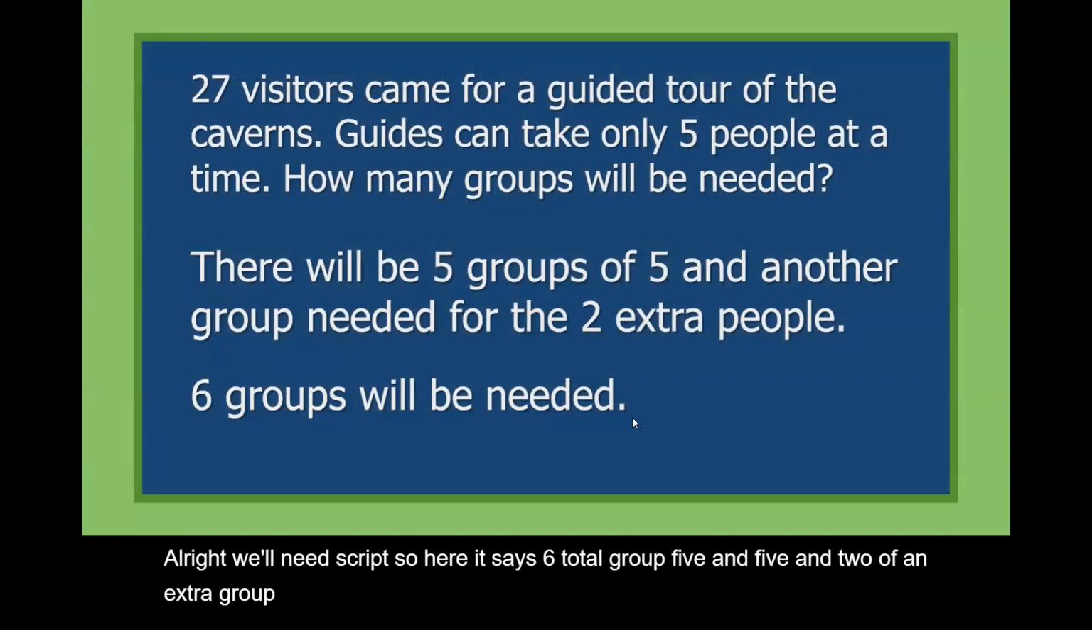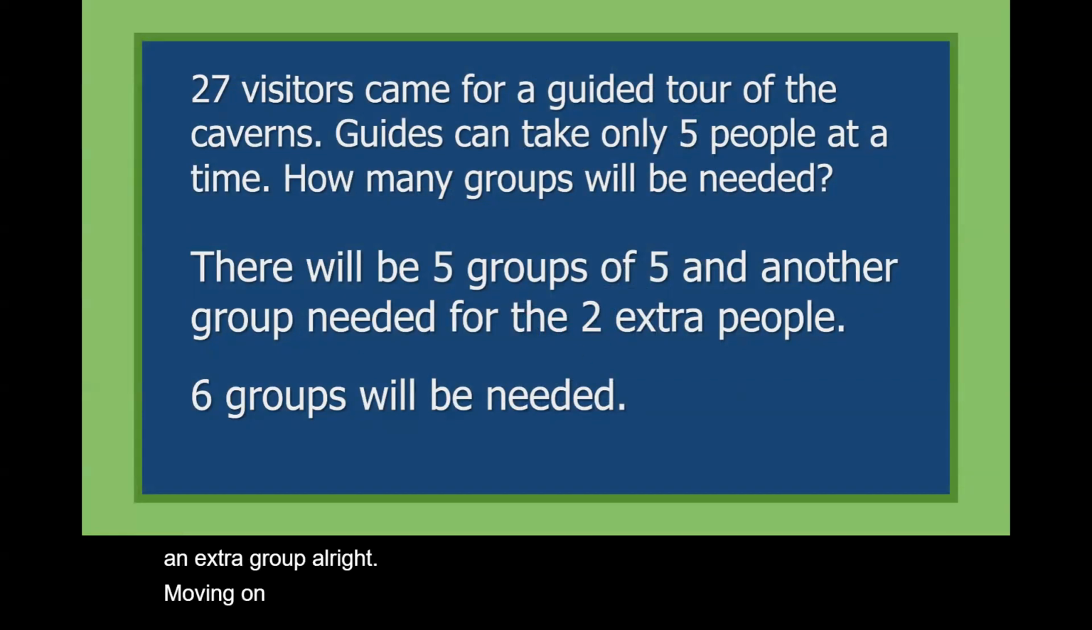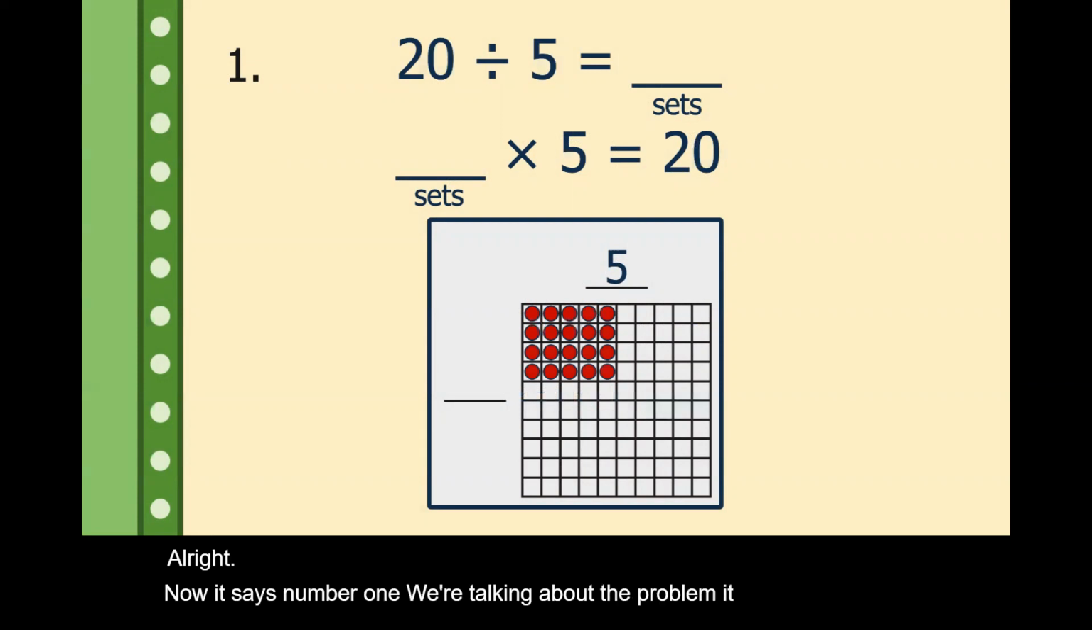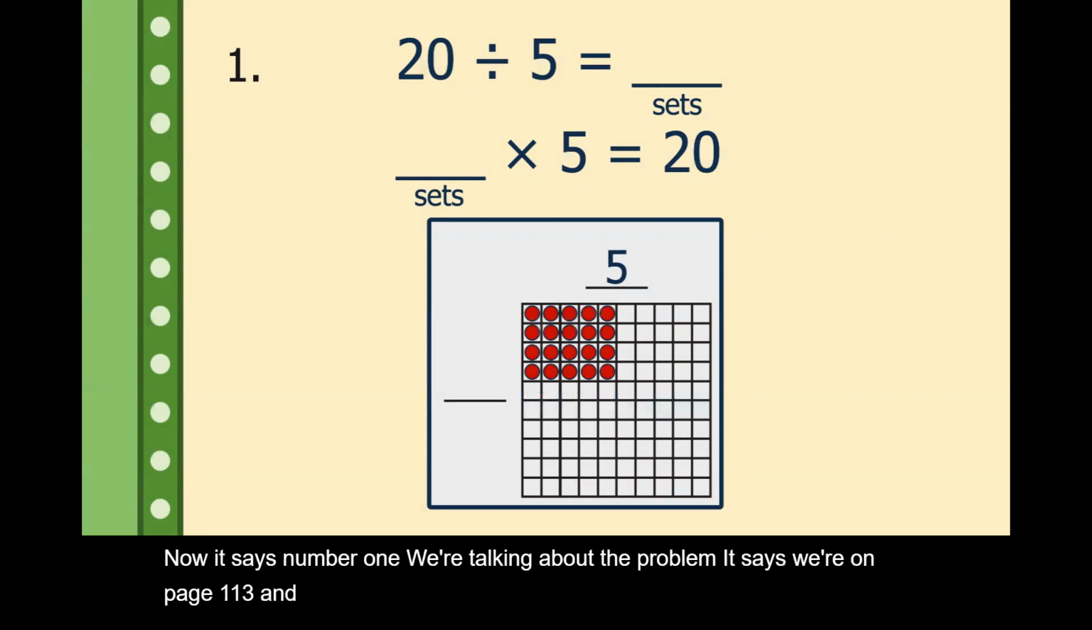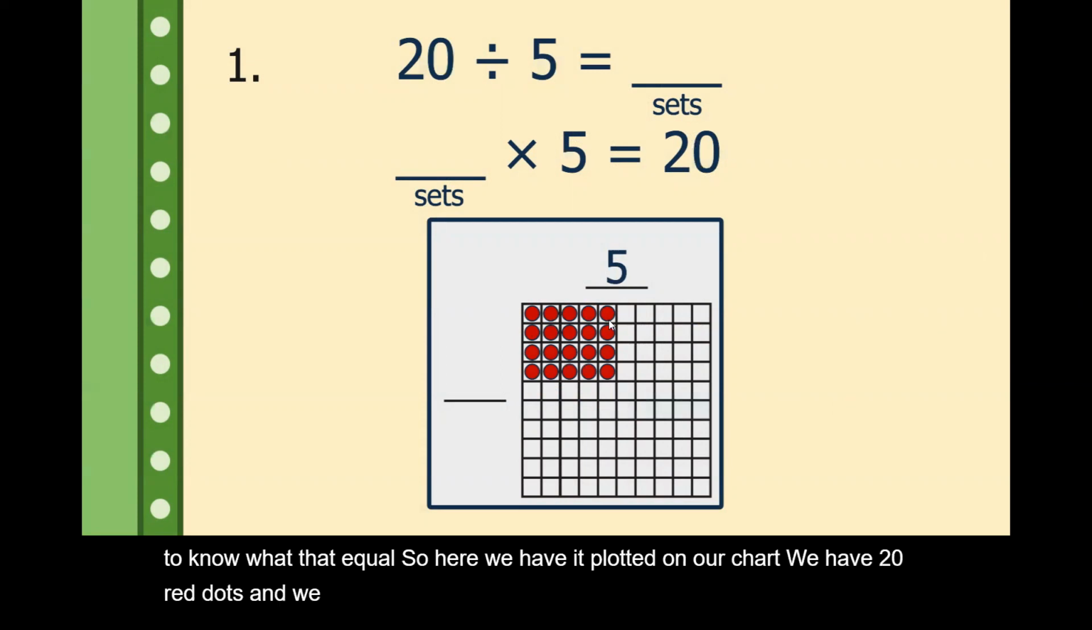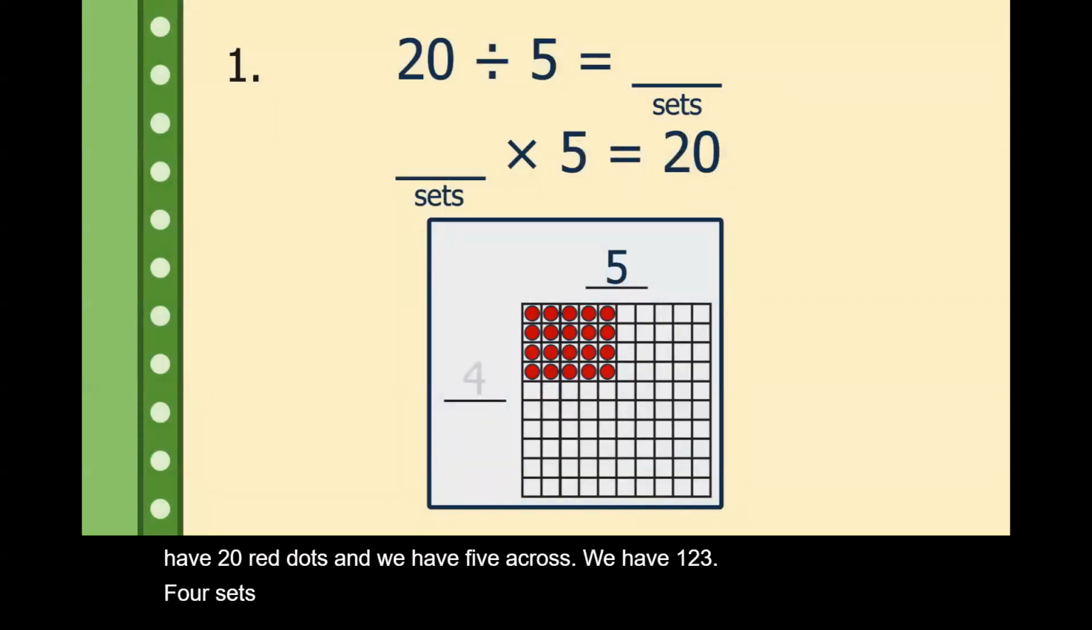All right. Moving on, it says, now number 1, we're talking about the problem. It says we're on page 113 and 114. So number 1, it gives you the problem 20 divided by 5, and it wants to know what that equals. So here we have it plotted on our chart. We have 20 red dots, and we have 5 across. We have 1, 2, 3, 4 sets here. All right. And so it's going to be 4. So 4 times 5 is 20, and 20 divided by 5 is 4.